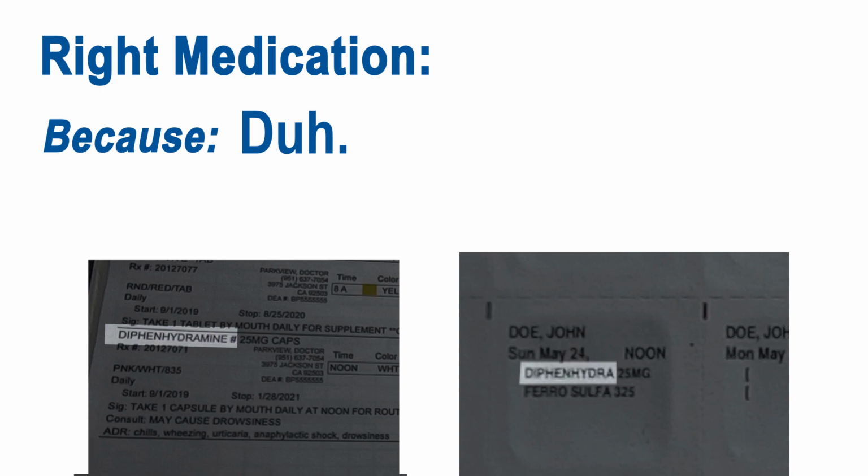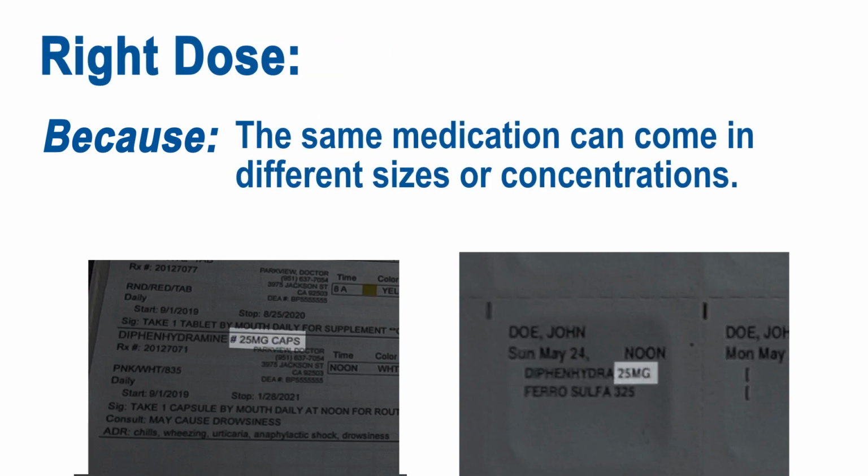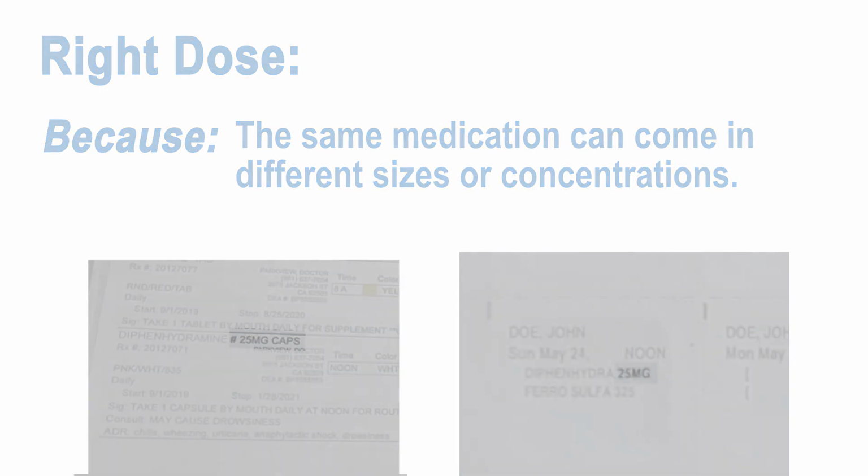This kinda goes hand in hand with right number 4, right dose. Lots of medications come in different doses. Sometimes those different pills look exactly the same at a glance, but they have different concentrations of the active ingredient. Whatever it says on the prescription sheet, just make sure that's what's coming out of the medication packet, the right drug, and the right dosage.